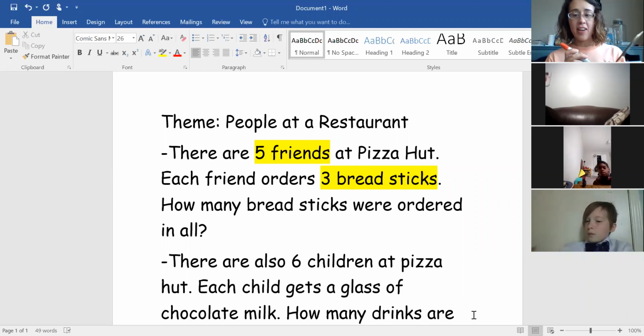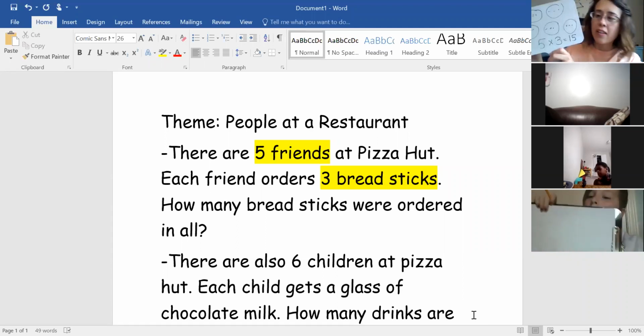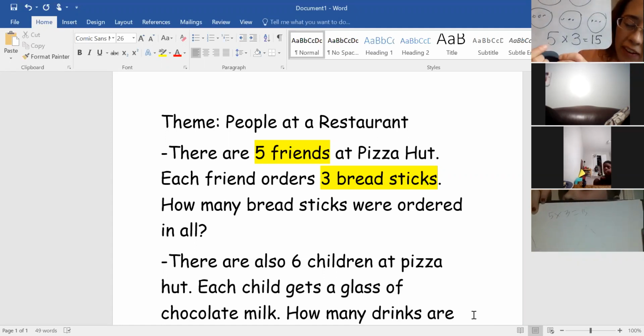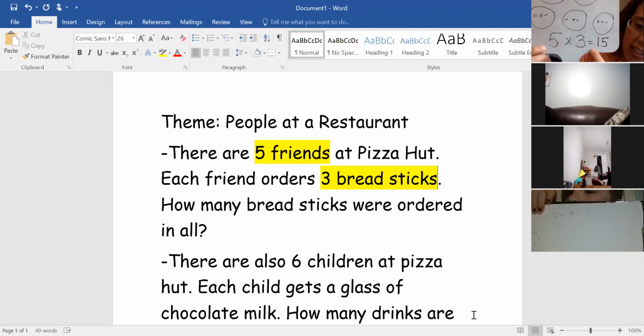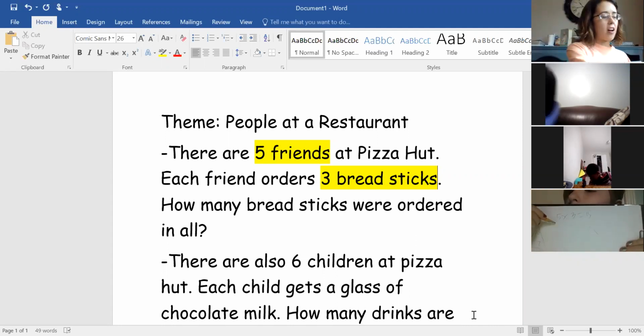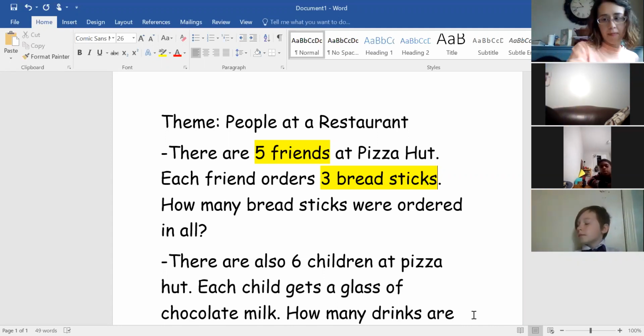The 5 friends and 3 breadsticks. Equal groups, how many groups? So we have 5 groups, because that's 5 friends, with 3 breadsticks each. Okay, and underneath it, 5 times 3.